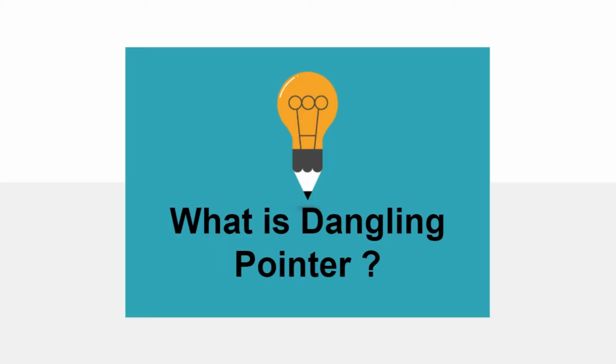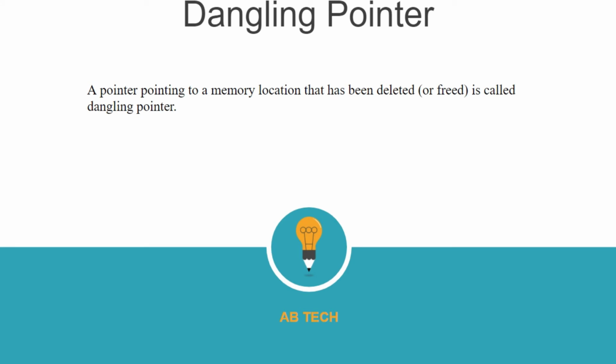Now let's come to the next point, which is a dangling pointer. This is the most important point related to pointers. So what exactly does a dangling pointer mean? A pointer pointing to a memory location that has been deleted or freed is called a dangling pointer. It's pointing to some memory location which is not available, which is free or deleted, so it will be of no use. That is what you call a dangling pointer.